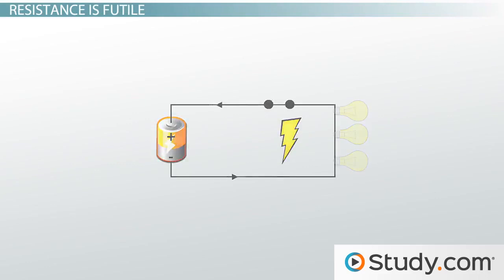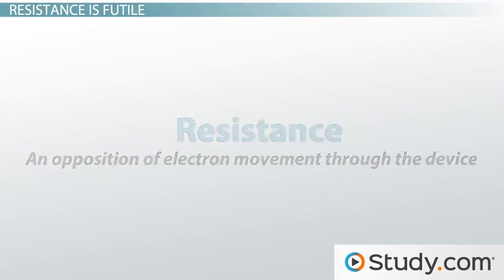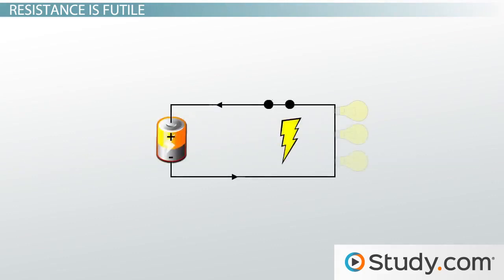This is because each light bulb provides resistance to the current. This is an opposition of electron movement through the device. As it encounters each bulb, the current is resisted by the resistance of each bulb and has less energy as it travels to the next one.